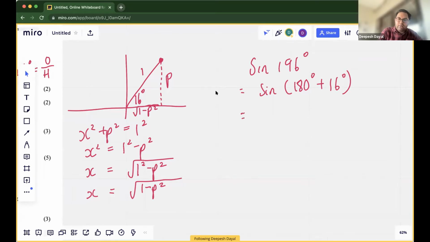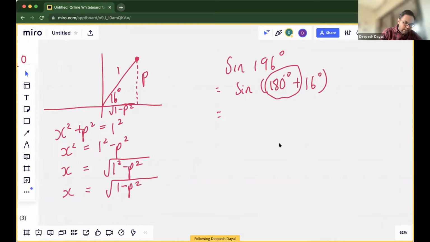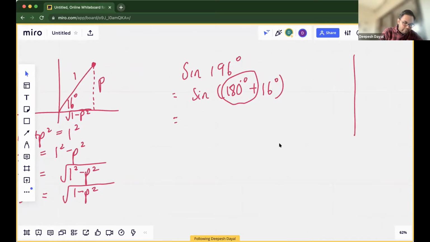And remember, according to our CAST rule, the 180 plus gives us a minus because sine is negative in that quadrant. If I just quickly show you here, if we look at our CAST rule, the 180 plus quadrant would be here, and in the 180 plus quadrant sine is negative. Hence, it will be negative sine 16 degrees.